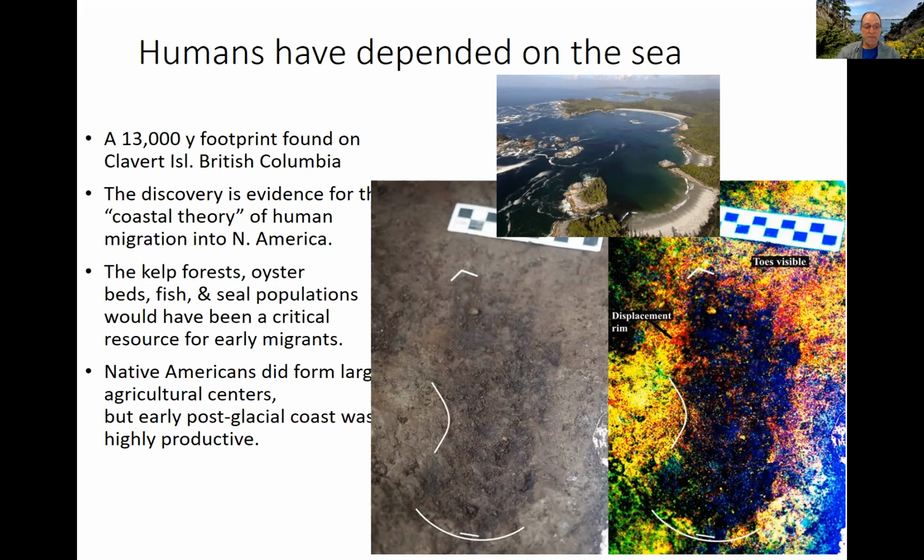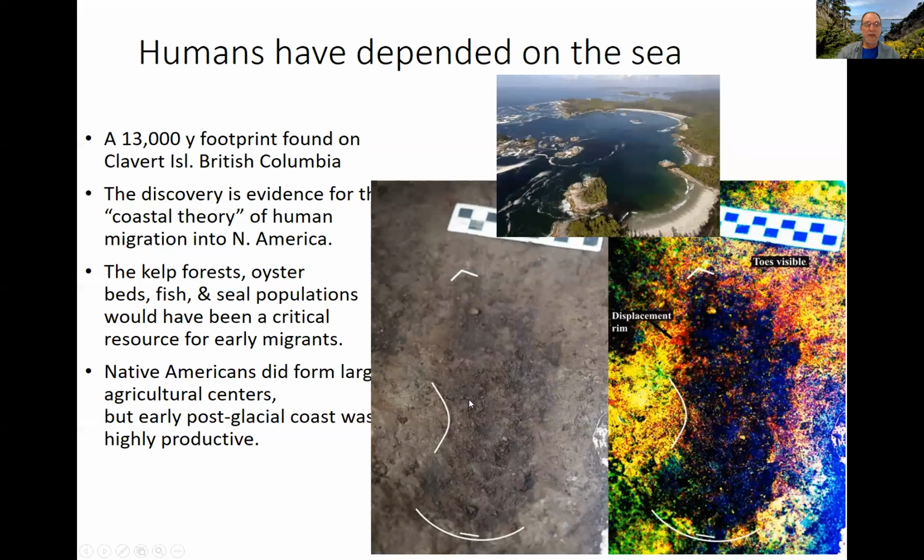So there have been two competing theories about how this expansion took place. One is that these early humans coming into North America and the Americas spread through the forest and prairie landscape as hunters and gatherers.